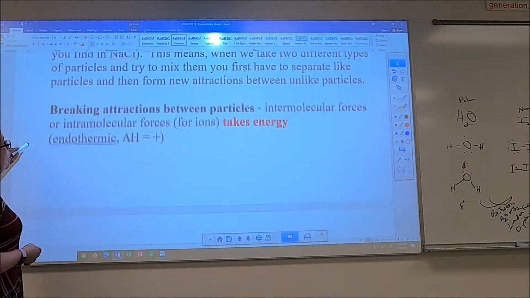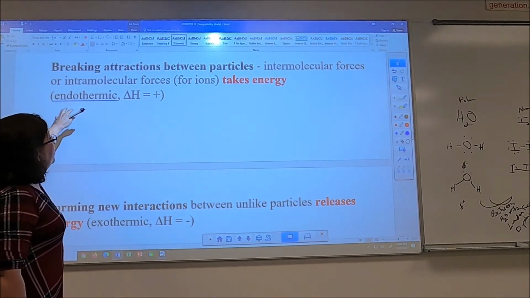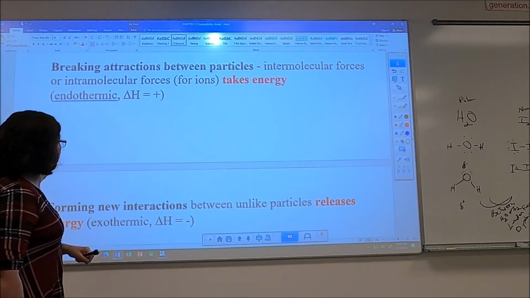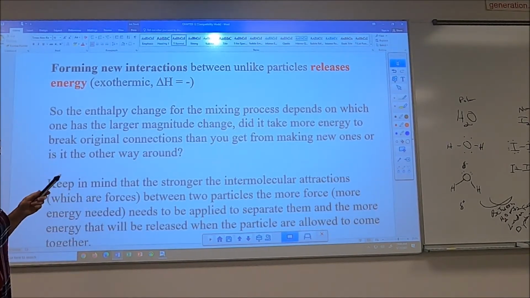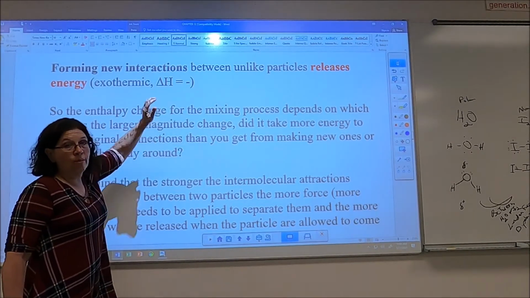Okay? So breaking attractions between particles, disrupting the intermolecular forces, or intramolecular forces for ions, takes energy. The process of separating particles is endothermic, delta H is positive. Forming new interactions between unlike particles releases energy. Exothermic, negative.